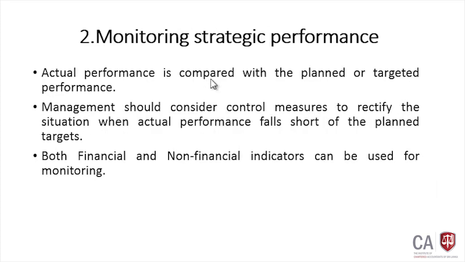Then we look at how we can monitor the strategic performance of the organizations. Actually, we are looking at this controlling part. Now, how is the monitoring work carried out? Normally what we do is compare actual performance with the planned performance. If there is any deviation, we will take some control measures to rectify the situation. When there is an unfavorable deviation, normally we will take corrective action on that.